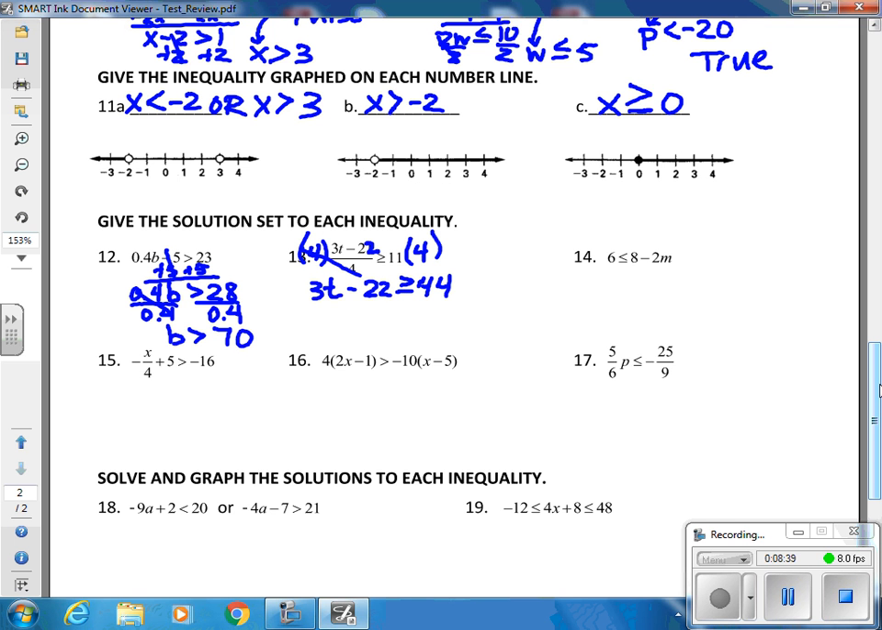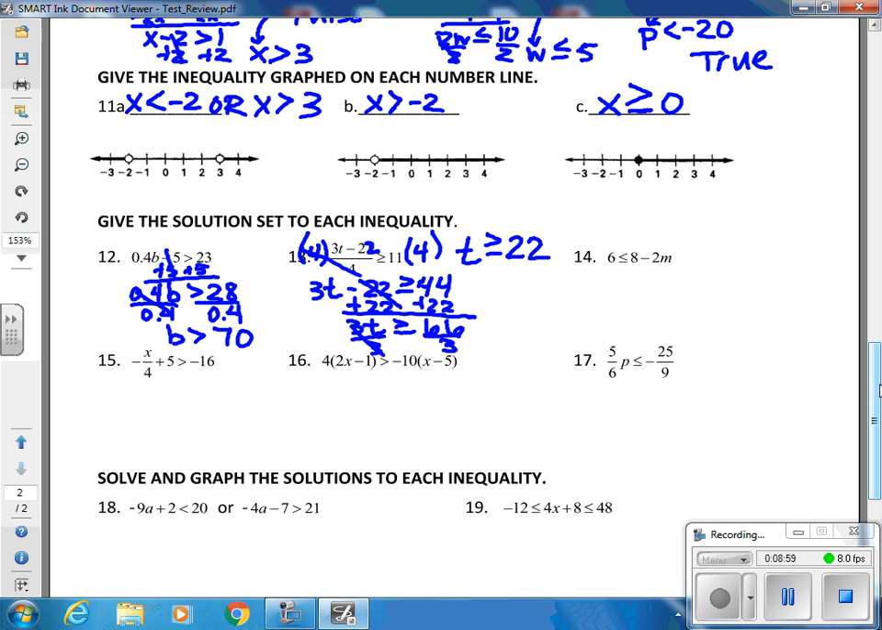There we go. All right, so now you want to add the 22 to the other side, just like you normally would. And you've got 3t is greater or equal to 66. We're going to divide by 3. There's no need to flip anything because there were no negatives involved. So the answer to this one is t is greater or equal to 22.